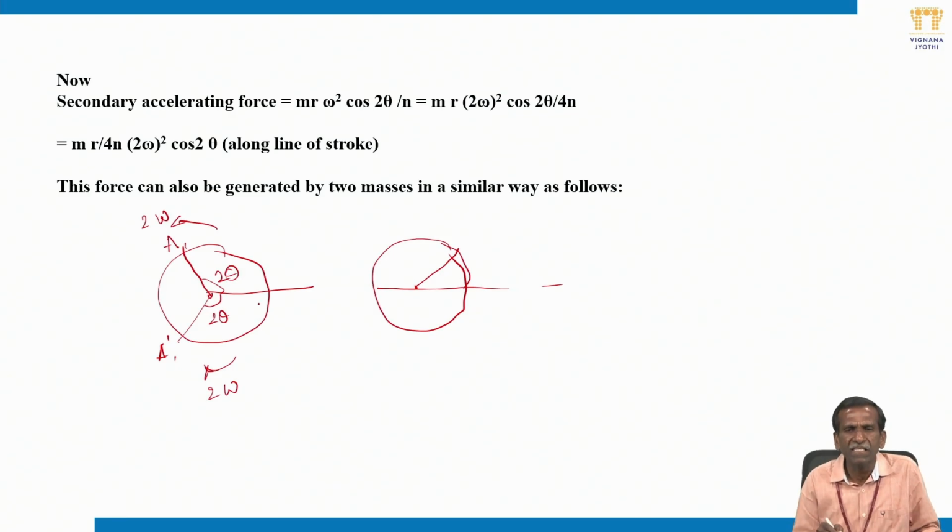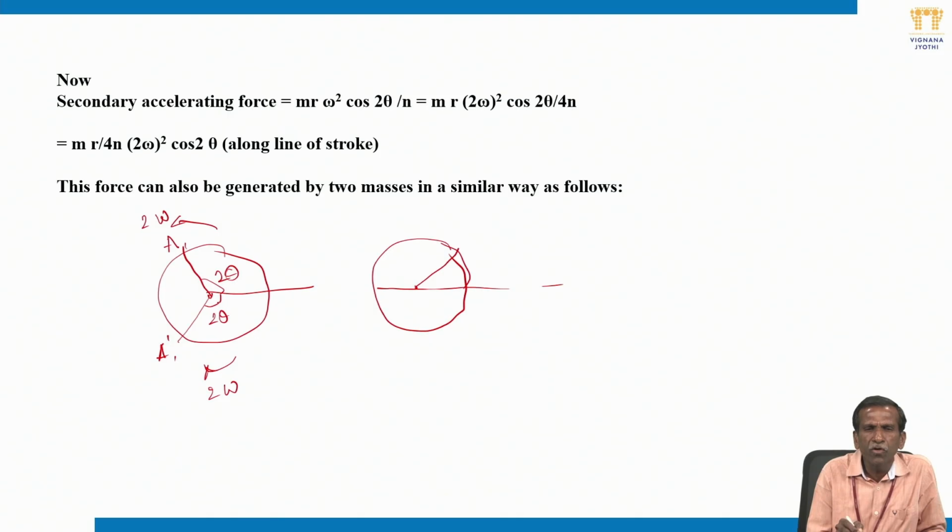So what happens? The secondary accelerating forces we can see are going to give m r omega square cos 2 theta by 4n, because it is 2 omega that we have written. Here r by 4n is the equivalent length of the crank, and here also r by 4n. Then we can write m r by 4n (2 omega) square cos 2 theta. This is 2 theta. So the sum of these two components along the line of stroke becomes m r by 4n (2 omega) whole square cos 2 theta, that is, m r omega square cos 2 theta by n.